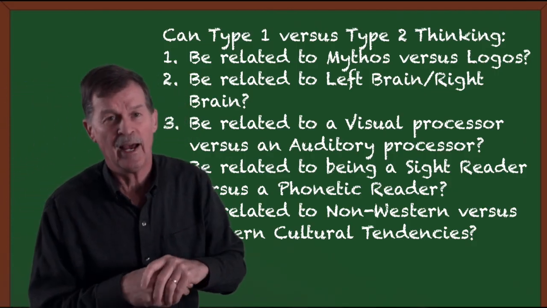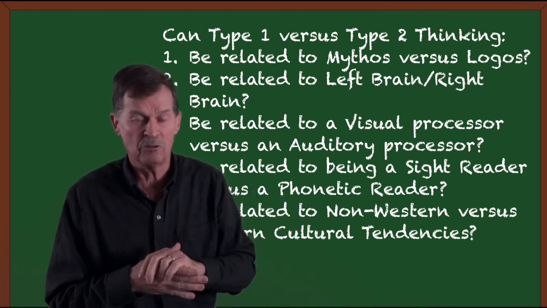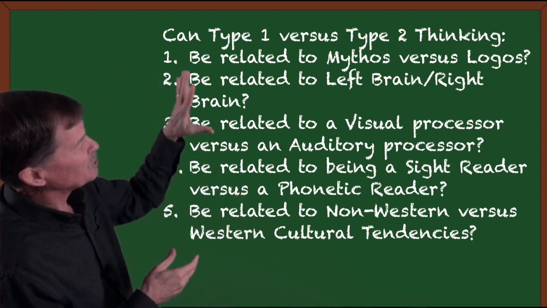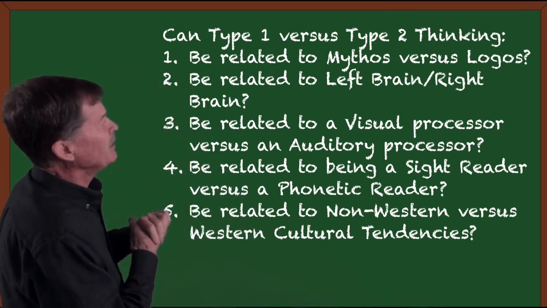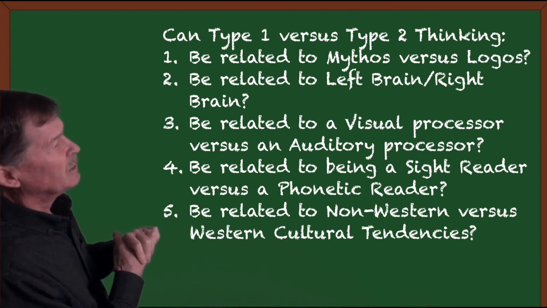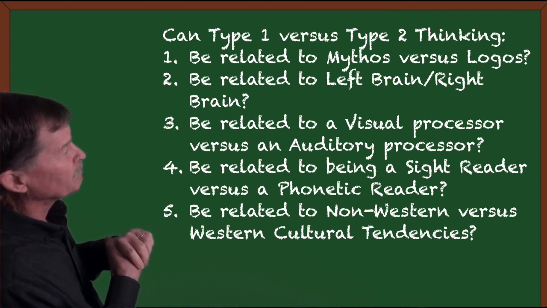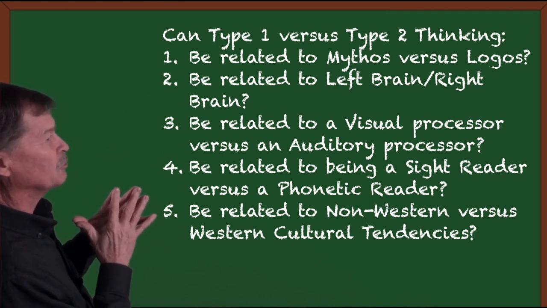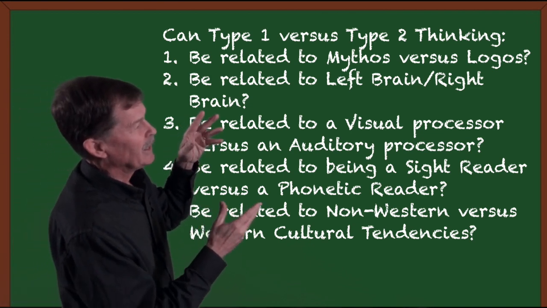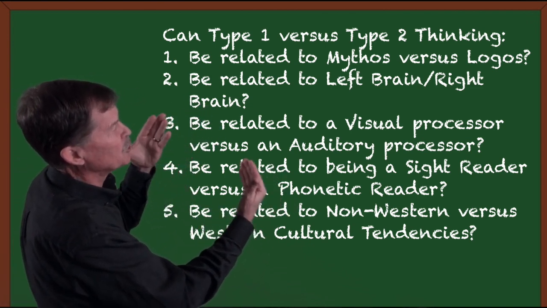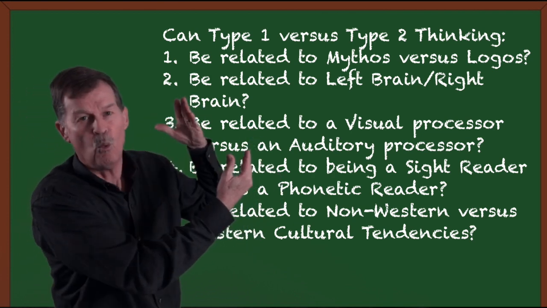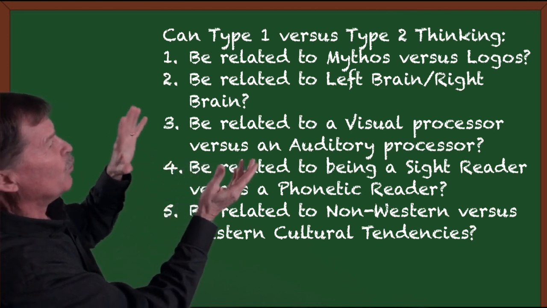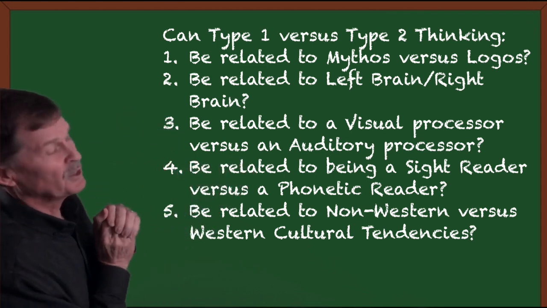So just looking at, we've gone over a couple different contrasts in a good Western way, making a dichotomy and separation. Let's just follow it down the chart a little bit. Number 1, can type 1 thinking versus type 2 thinking be related to mythos versus logos? In other words, is mythos the original way to communicate type 1 thinking, whereas logos is the way of communicating type 2 thinking, reasoning?